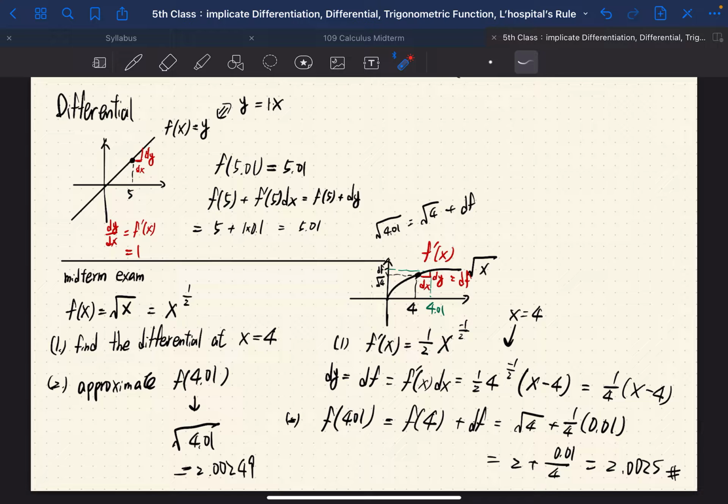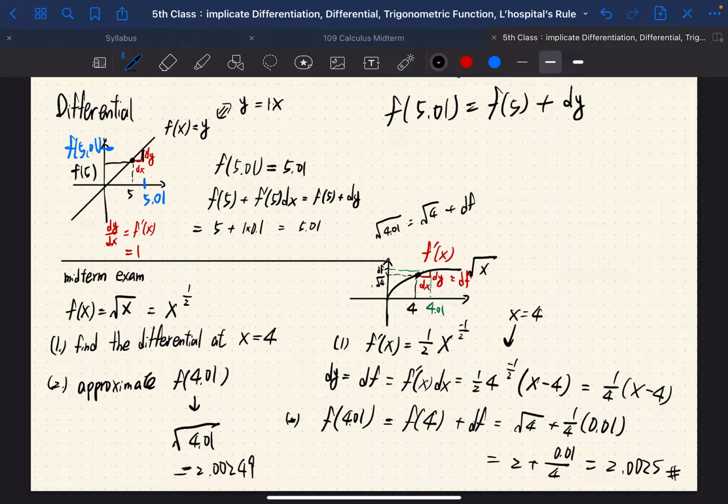So first, we want to know the answer of f of 5.01, which is here. So we can first calculate f of 5 and then plus the extra dy. So f of 5.01 is equal to f of 5 plus the extra dy. So how do we calculate the dy? How do we know this guy?